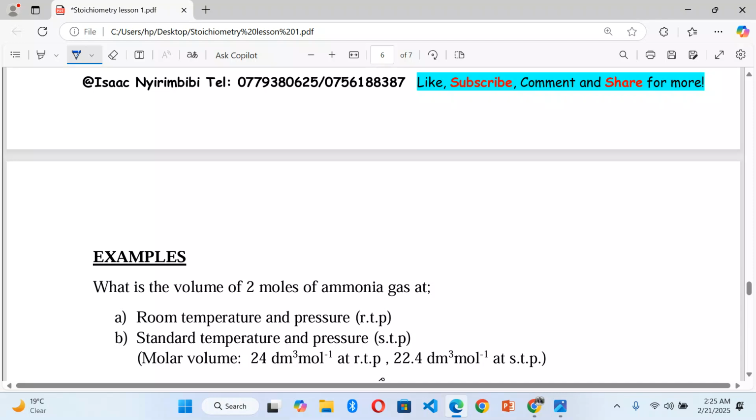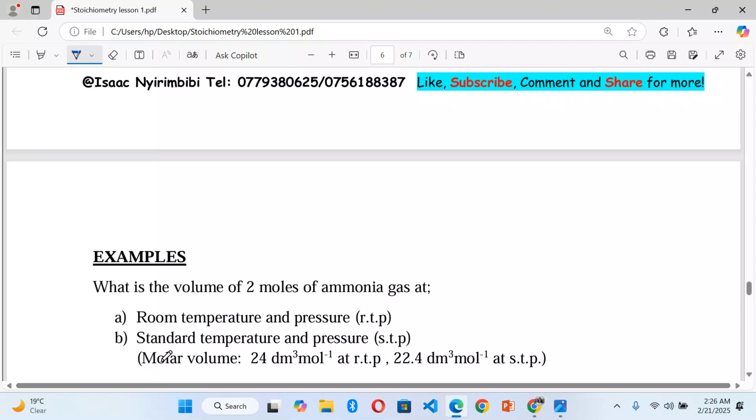What is the volume of 2 moles of ammonia gas? You see, they want us to convert moles into volume. But they're saying, what is the volume of 2 moles of ammonia gas at room temperature and pressure, RTP, at standard temperature and pressure, that is STP. Don't forget that 1 mole of any given gas occupies a different volume at room temperature and also at standard temperature and pressure.